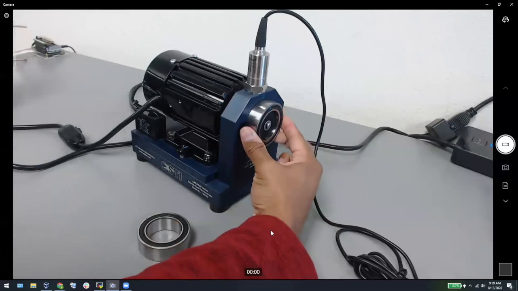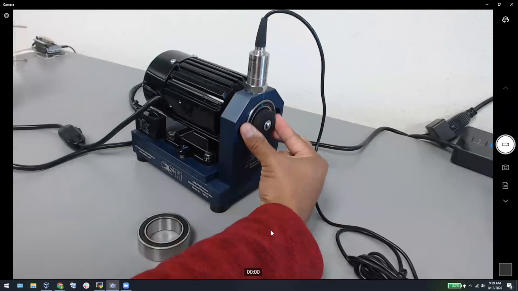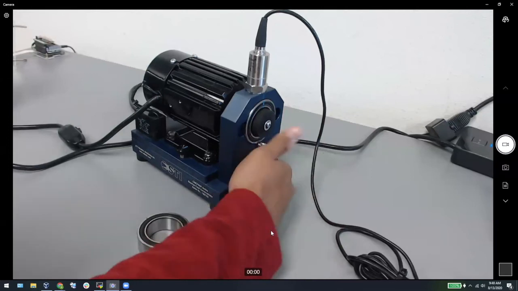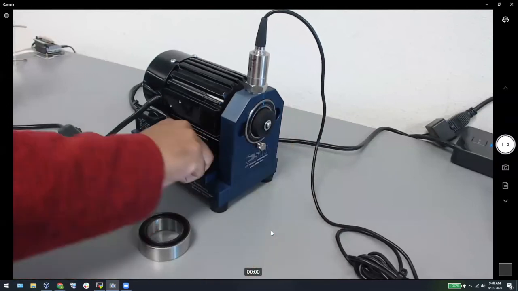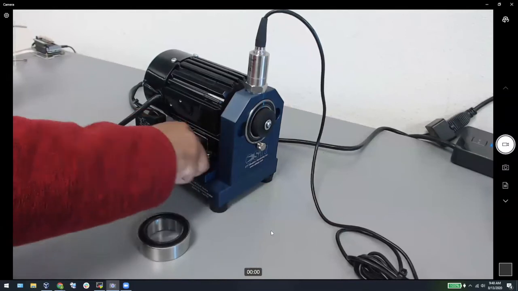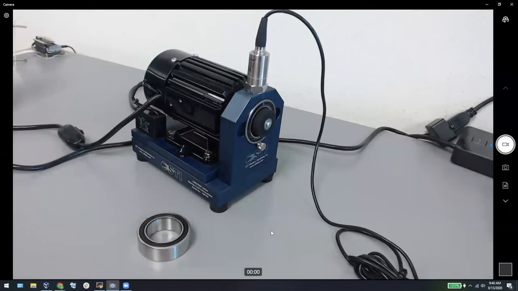Again, this bad bearing is known to have an inner race fault. Tighten this screw to engage the bearing to the motor. And if you can hear the difference, there's an audible difference that happens when we engage the bad bearing.